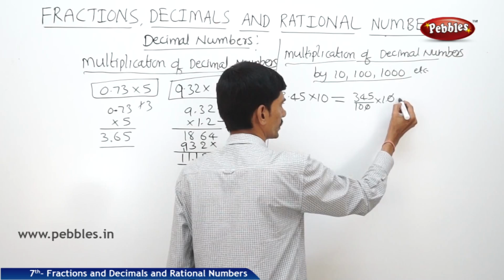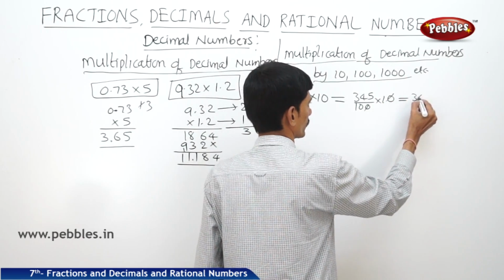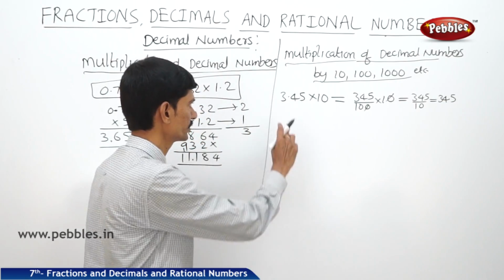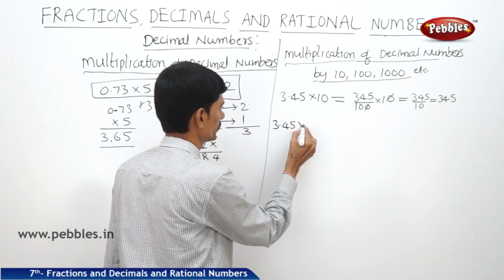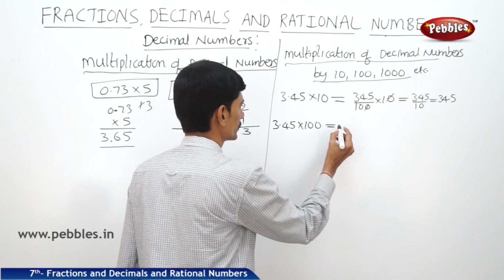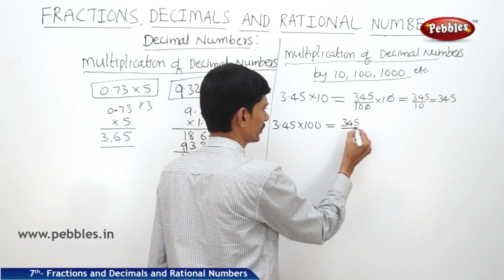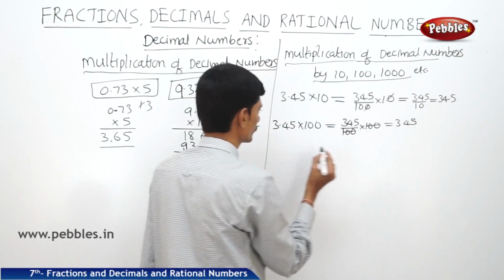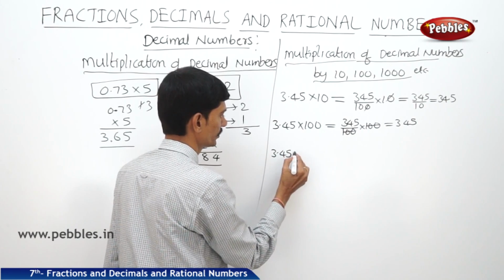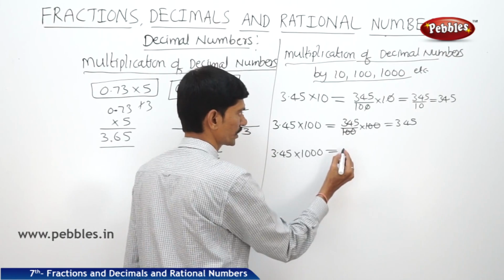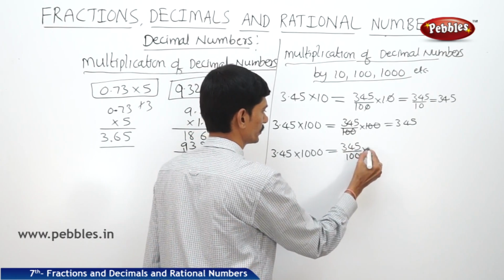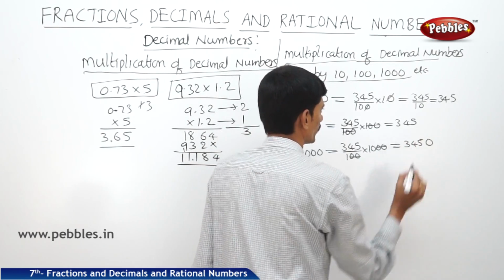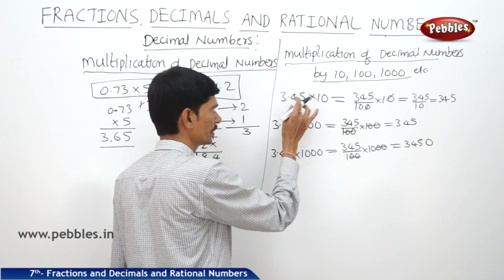So the zeros get cancelled, then we get 345 by 10, that is the same as 34.5. Now if the same number 3.45 is multiplied by 100, then we get 3.45 can be written as 345 by 100 into 100. Here 100 and 100 get cancelled, then we get 345. So if the same number 3.45 is multiplied by 1000, then 3.45 can be written as 345 by 100 into 1000. Here 2 zeros cancel, then we get 345 into 10, 3450.